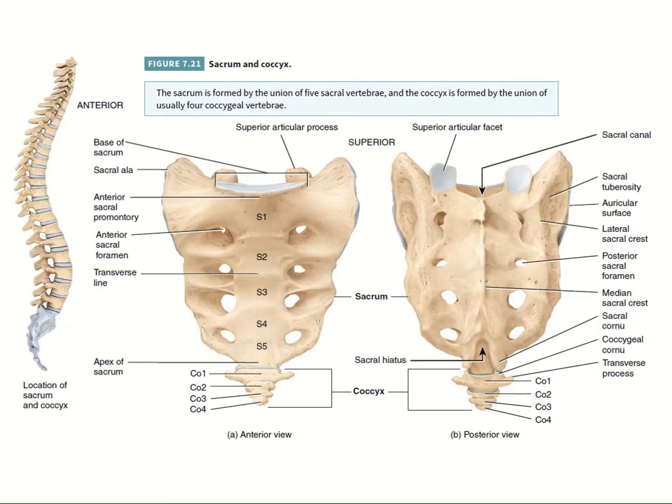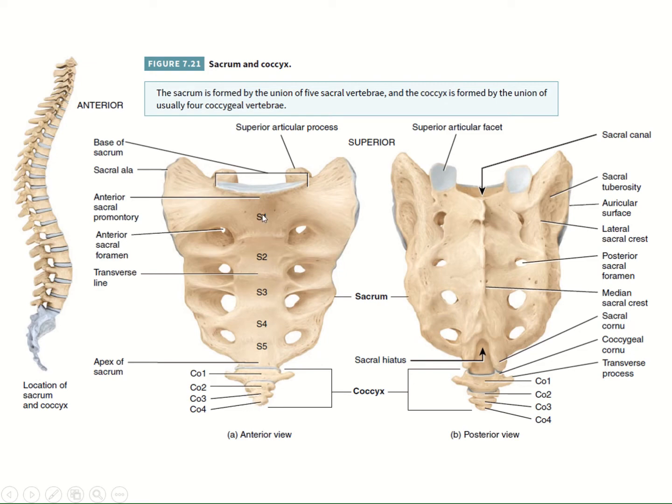So let's discuss the sacrum and coccyx. So this part is your sacrum, and this one is your coccyx. 5 rudimentary vertebrae, meaning immature or the unfused bones of your sacrum. 5, 1, 2, 3, 4, 5. But in adults, they already are fused as one. And you have 4 coccygeal vertebrae, 1, 2, 3, and 4.